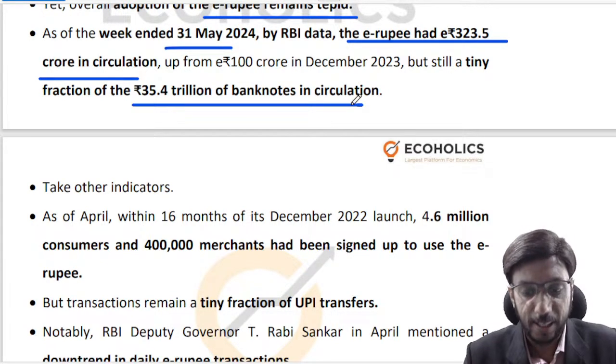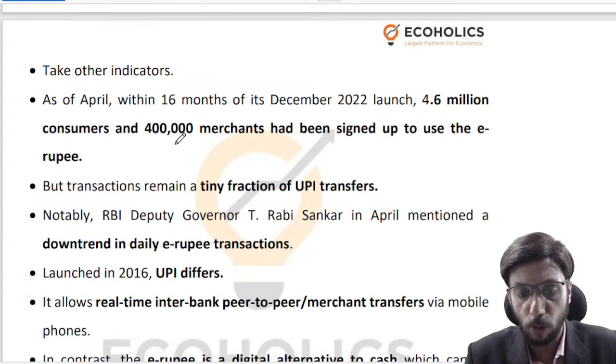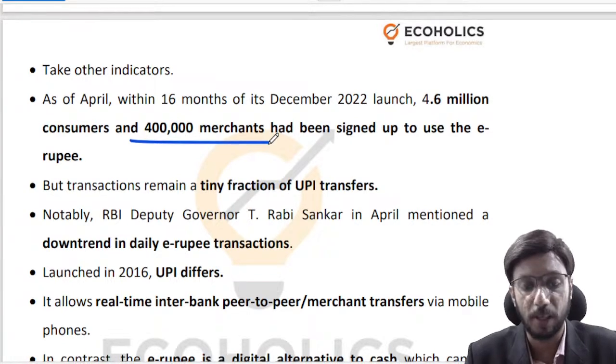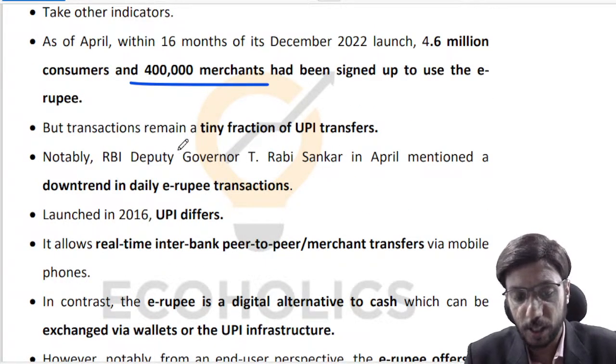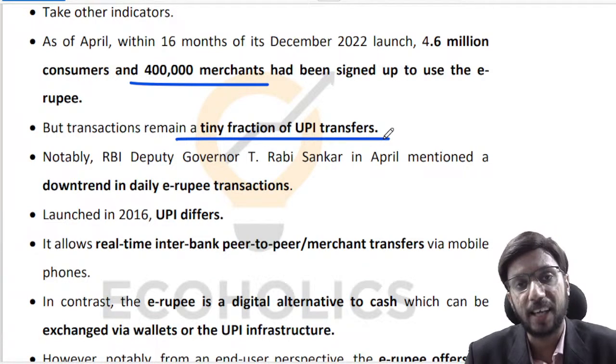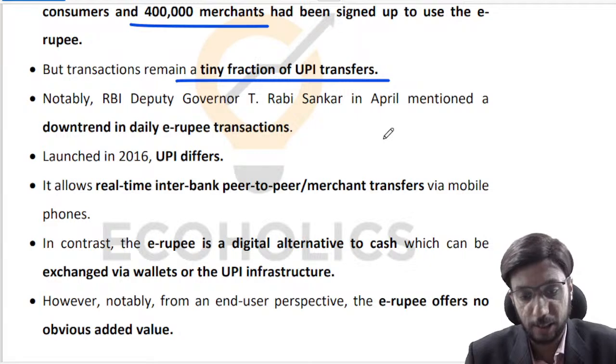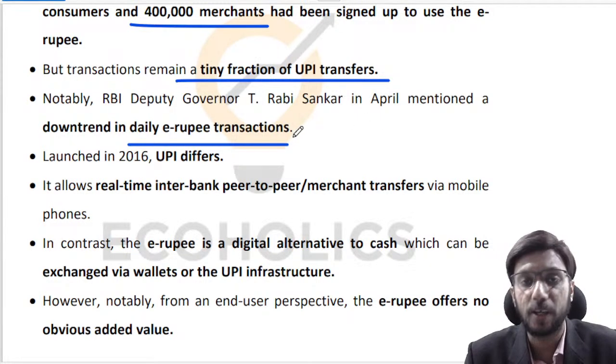4.6 million consumers have signed on and 400,000 merchants have signed up to use e-rupee. But when we see e-rupee as a fraction of UPI transfers, it is a tiny fraction. RBI Deputy Governor T. Ravi Shankar himself mentioned that there is a downtrend in daily e-rupee transactions.